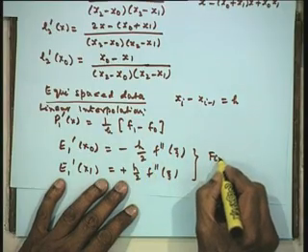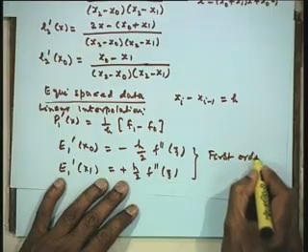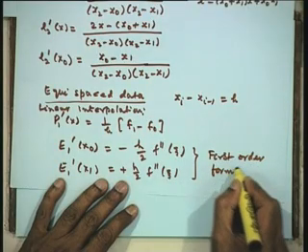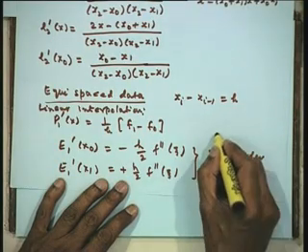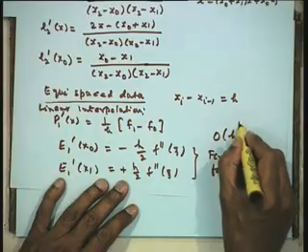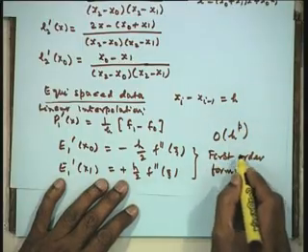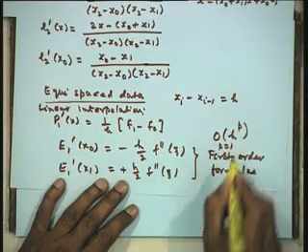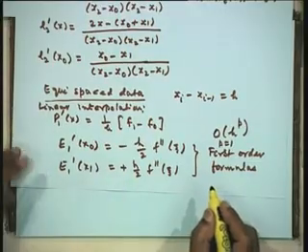So these are called the first order formulas, that is, we are talking of order of h to the power of p as the error, and here in this case p is equal to 1. Therefore we are calling them first order formulas.